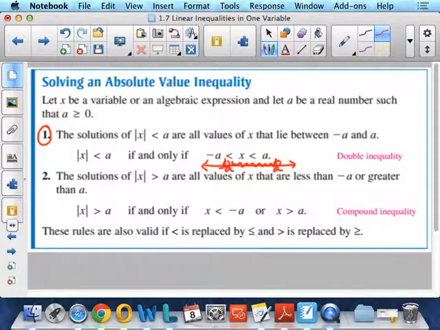If we look at the second case, if the absolute value is greater than a number, then it's going to be a compound inequality. So we're going to have two separate inequalities. So the part in the absolute value is less than negative A, or it's greater than positive A. So if it's a compound, on the number line, the line that you shade is never going to meet. So it's going to shade to the left and also to the right.